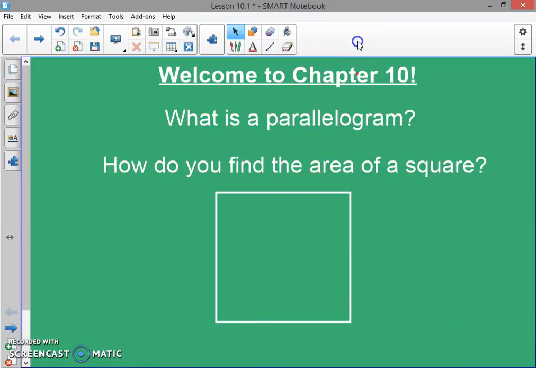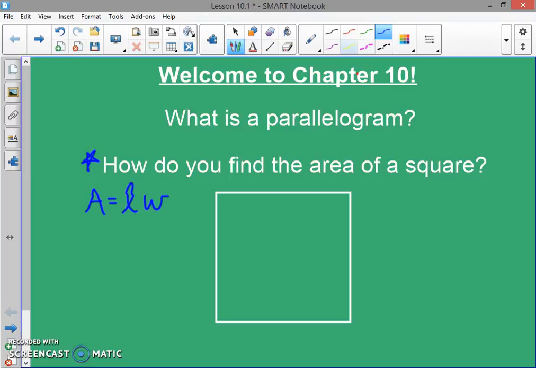The other reason I put this up here is, how do you find the area of a square? Because now being in sixth grade, we all know area equals length times width. But it seems silly to say that with a square, even though you can use that formula. So the length of the square times the width of the square. But you're also going to see it written like this.